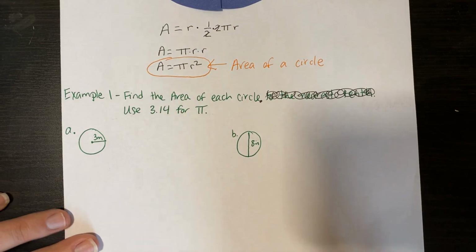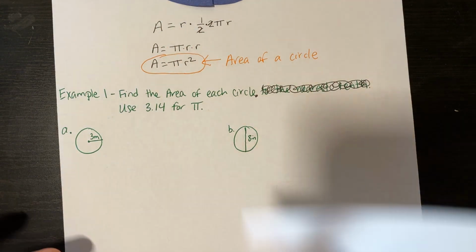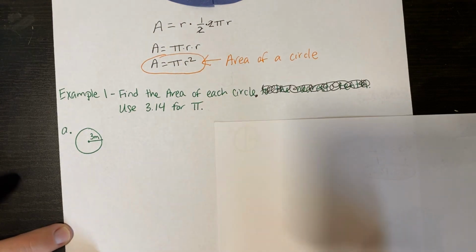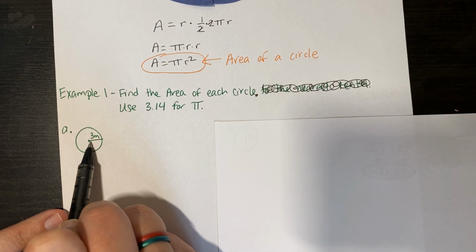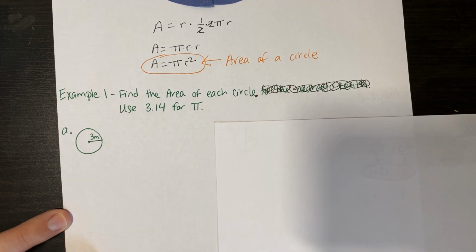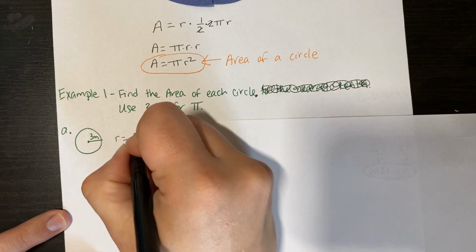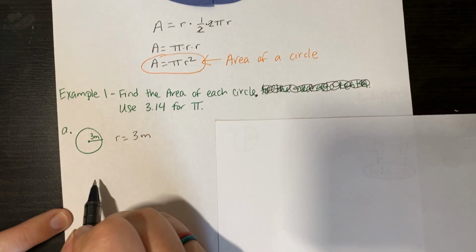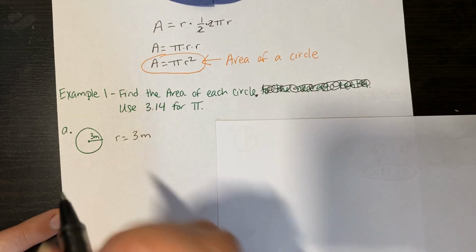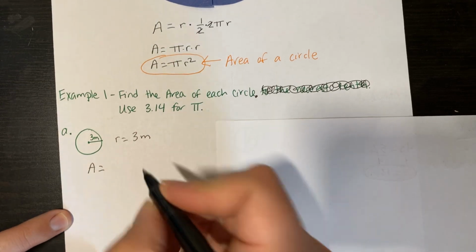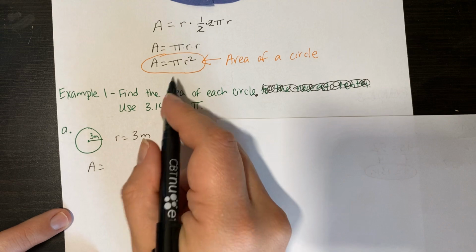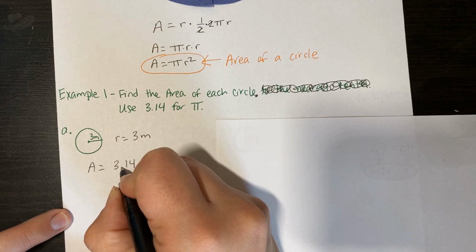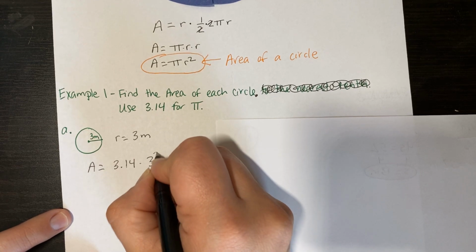So I have 2 problems for you. And you know what? Let's just cover this one up so then we aren't confused. Right here, we have this distance, which is a radius. So we know that our radius equals 3 meters. Now that's all we need to plug into our area formula. So we have pi, we're going to use 3.14 times our radius squared.